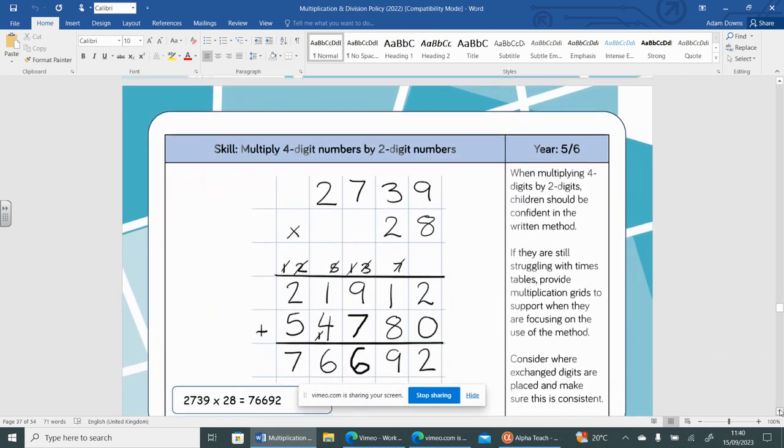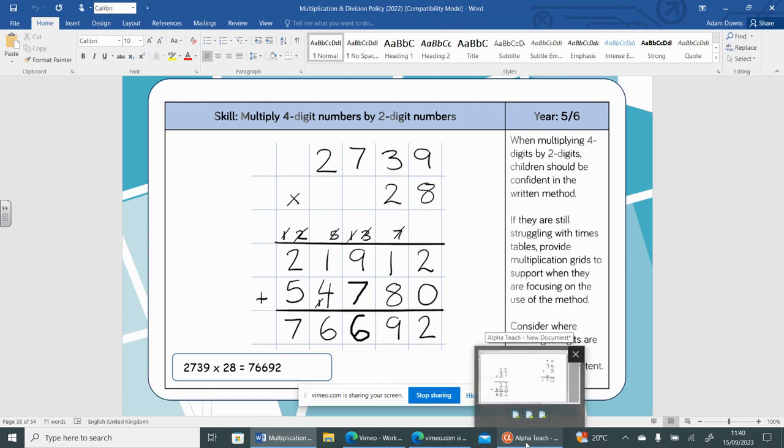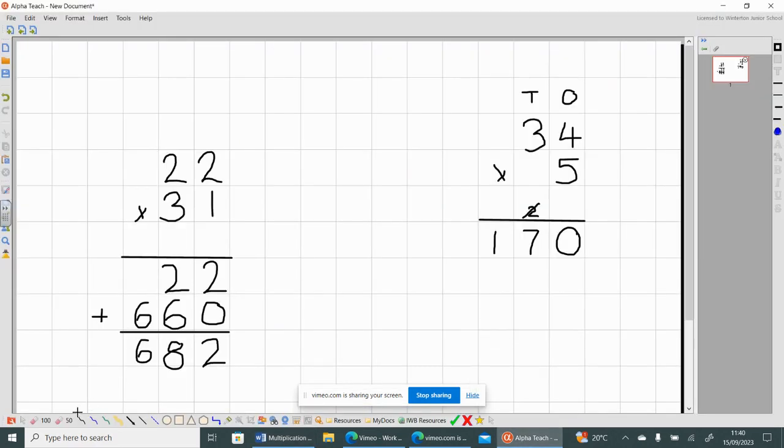So that method stays the same, and then we would start to look at, in their Year 6 arithmetic test, calculations like this, multiplying 4-digit numbers by 2-digit numbers. So I'll go through this calculation, and it'll be the last one, and then we know exactly what we're doing for these sorts of methods. So for this one, we've got 2,739. I'll just rub out this one here, so I've got a bit of space.